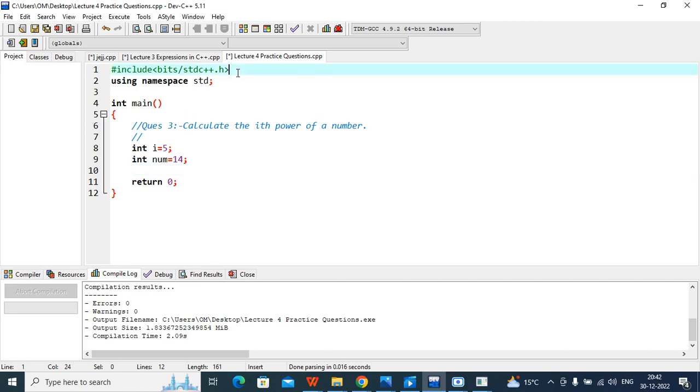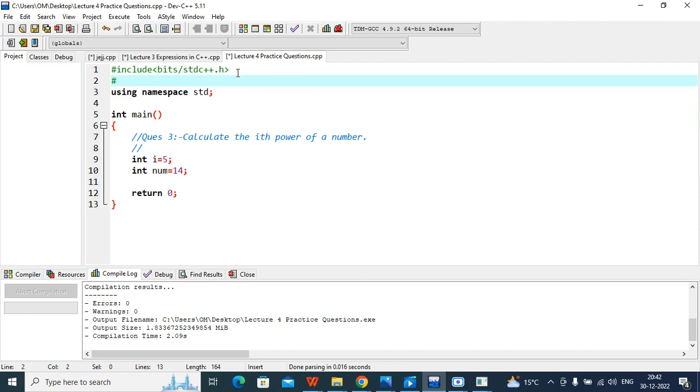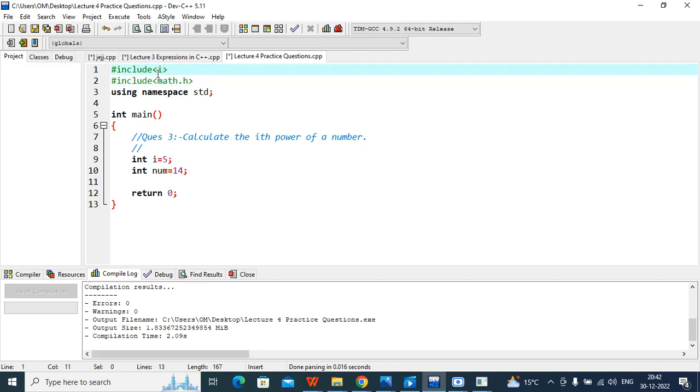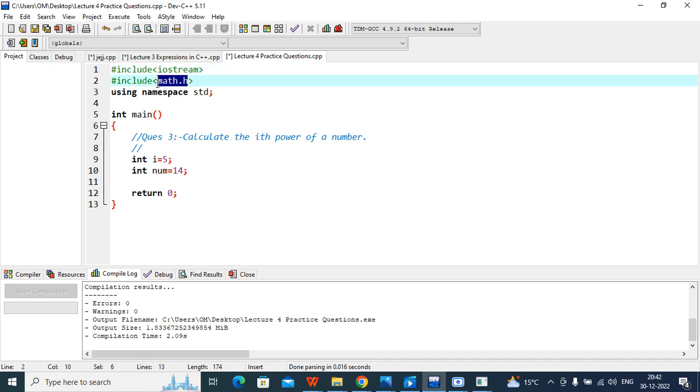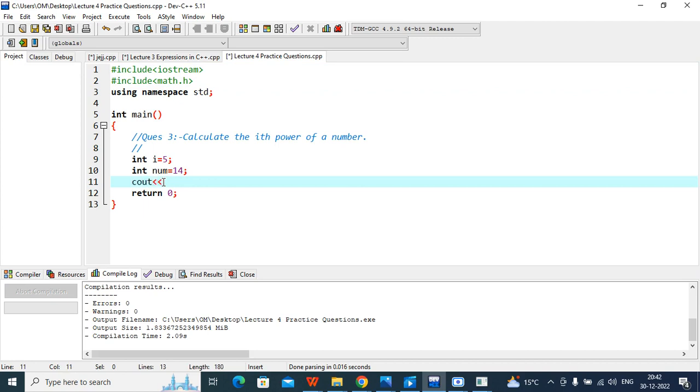No. I taught you to include a header file. Include math.h. When it is iostream, you have to include this header file. Okay. So how will you do that? pow(num, i). Whose power you want to calculate and which power you want to calculate, right?